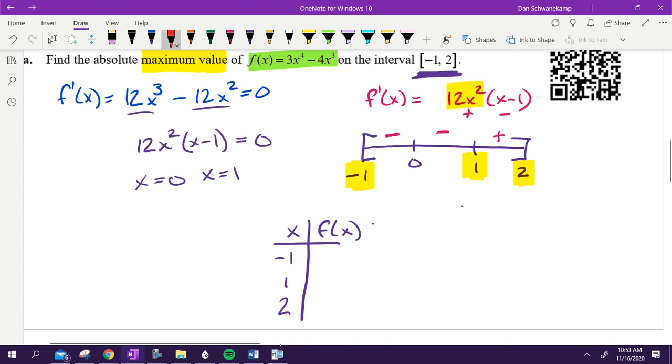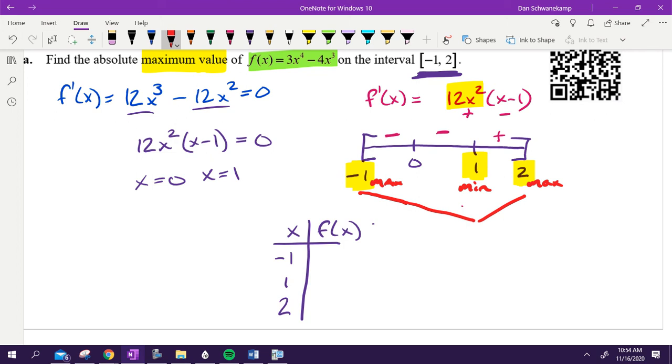Let's see. So think about it. You have some point, and then f prime is negative. Oh, that means I'm going down. And then I'm going down some more. Oh, now f prime is positive, so now I'm going up. So this is a max. This is a min. This is a max. But we're going to check it here anyways. We're going to check it here again.